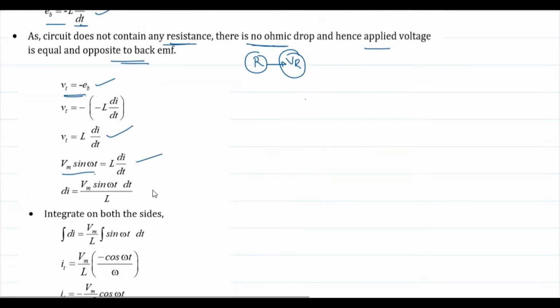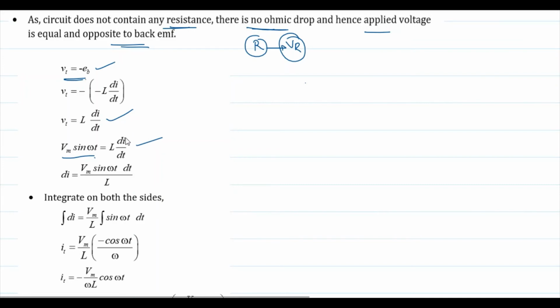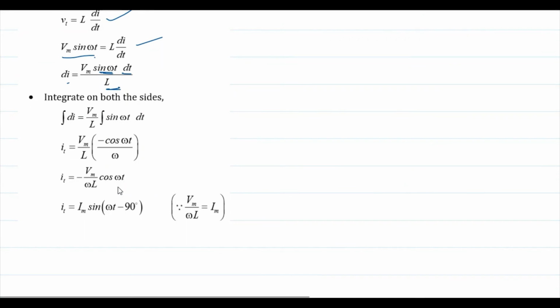Now, if you separate the components to calculate only di, it becomes di is equal to Vm sin of omega t into dt divided by L. Now, to get the instantaneous current for that applied voltage, we need to integrate on both sides. Then the instantaneous current is equal to Vm by L, where Vm is the peak voltage and L, the inductance, is also a constant value. Then we need to integrate only sin omega t into dt. If you integrate sin omega t dt, we get minus cos omega t divided by omega, right?